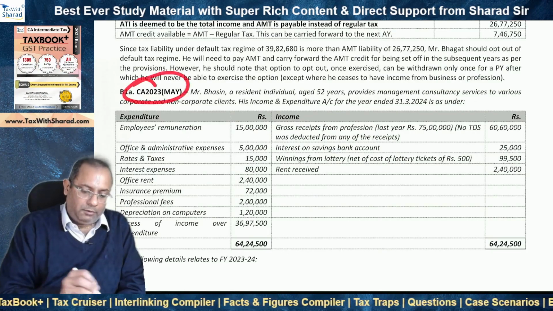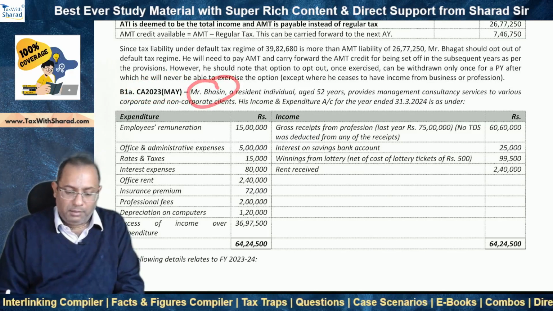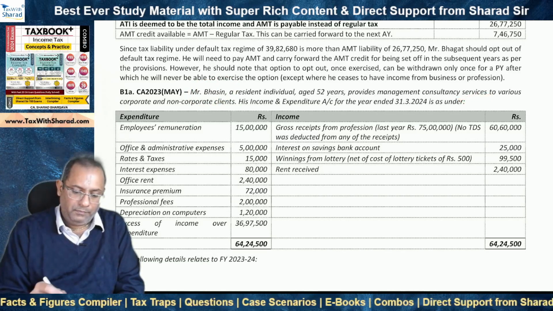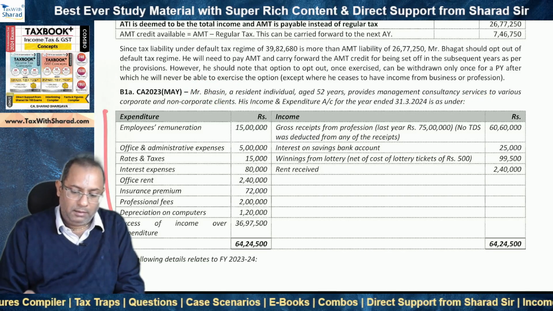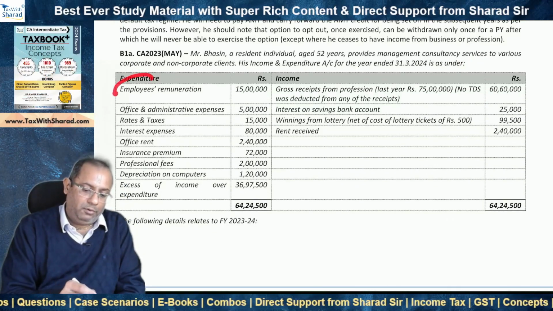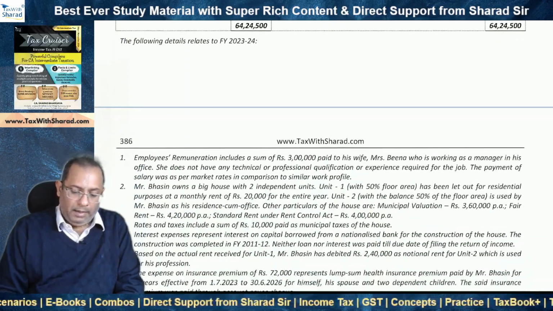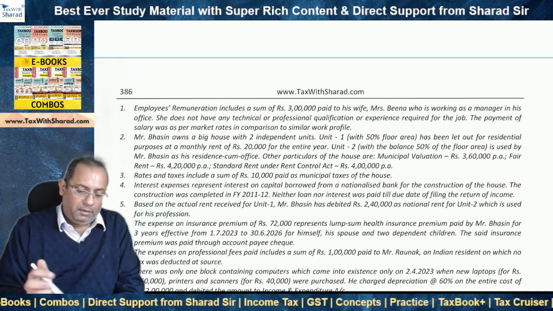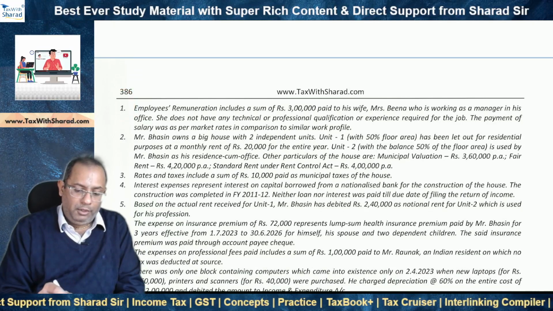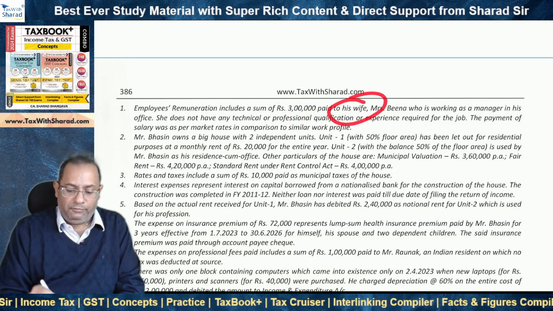This question is from CA 2023 May, and Mr. Basin is a resident individual and he provides consultancy services. The question provides his income and expenditure account, and there is an expenditure which has been booked, employees remuneration of 15 lakh rupees. And there is an adjustment given as number 1: employees remuneration includes a sum of rupees 3 lakh paid to his wife.